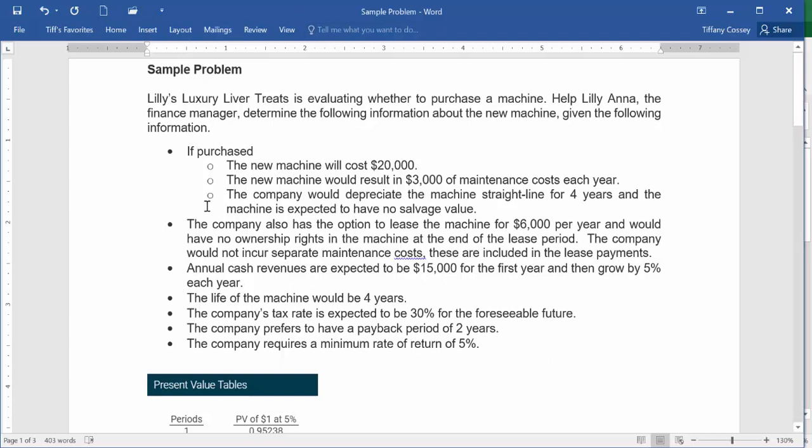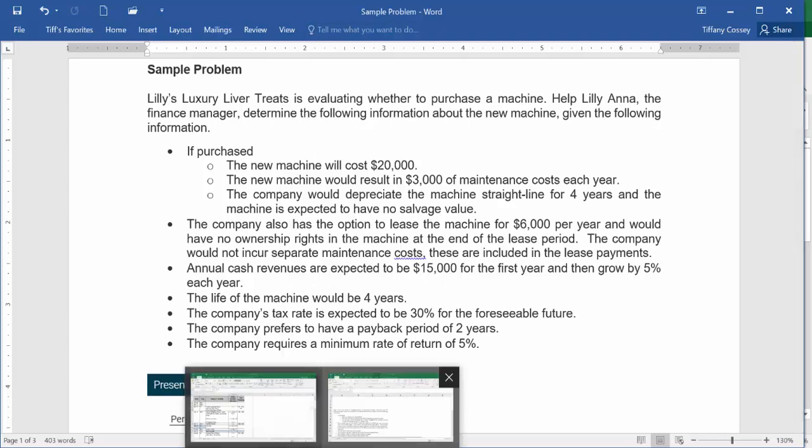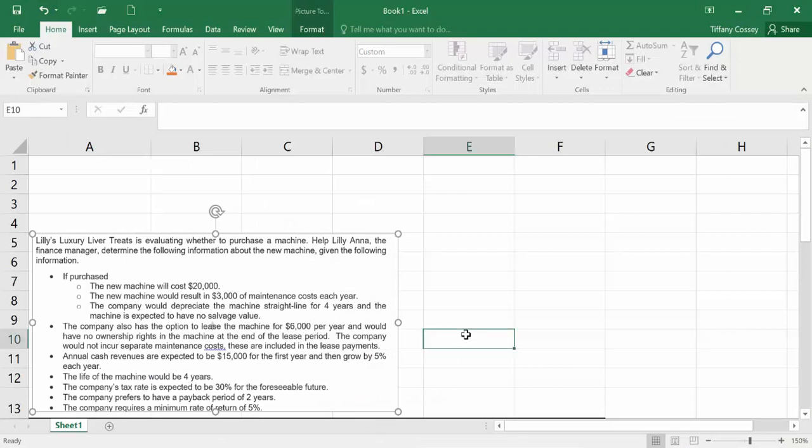So what I'm going to do is copy and paste this information and put it into a spreadsheet. And then I'm going to use that to go ahead and start setting things up. So in this problem, we have Lily's Luxury Liver Treats, and they're trying to decide whether or not to purchase a machine. It says to help Liliana, the finance manager, determine the following information about the new machine given the following information.